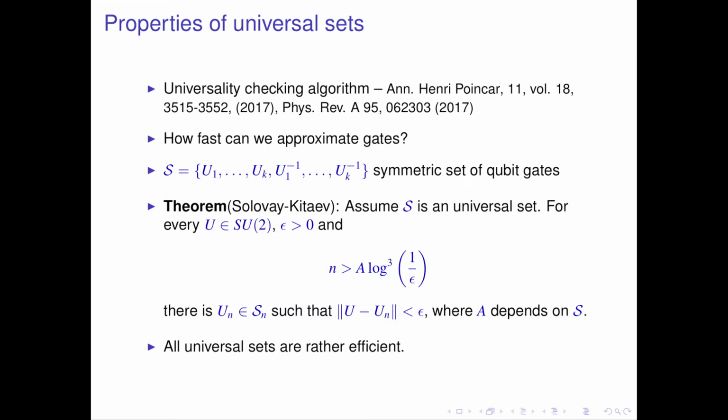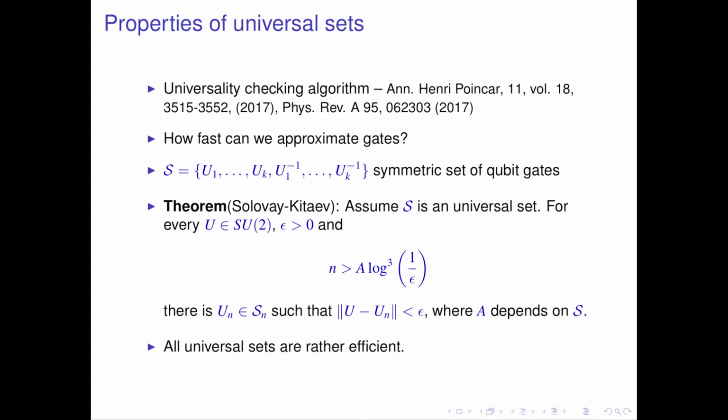In those assumptions, you don't have anything about the specific set. It's true for any universal set, and it means that all universal sets are actually rather efficient. Let me only comment that the constant A in the formula depends on the set S, and the exponent 3 need not be perfectly optimal. This is not the most optimal theorem you can have, but if you consider all sets, this is the only one which was proved in this generality.